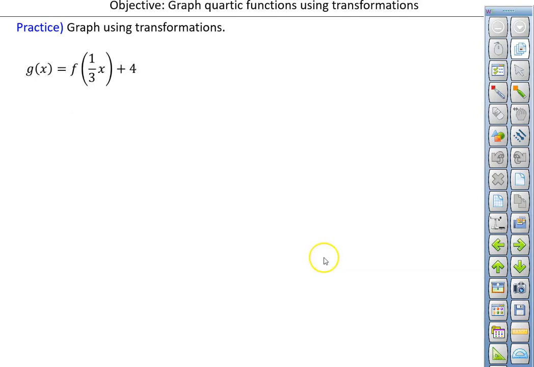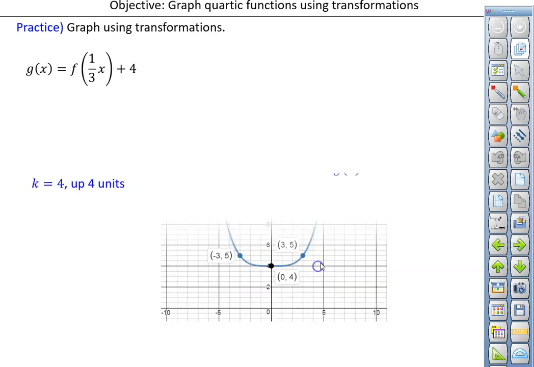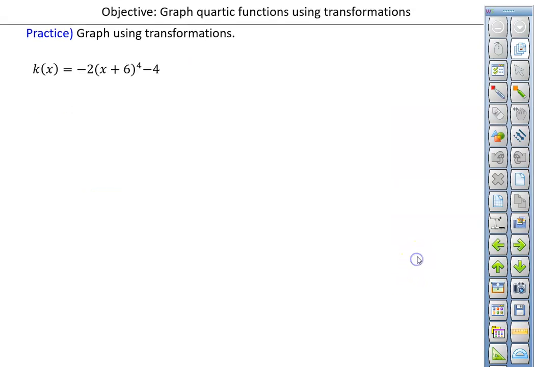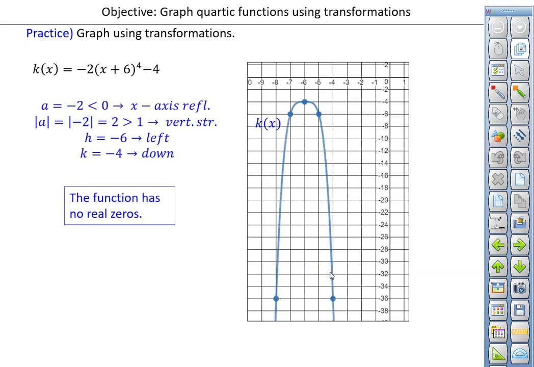All right, let's see how you did. So here we have a horizontal stretch by a factor of 3. And this is our K value, so it also went up 4. So these are where our key points would have ended up. There's another practice problem that you can try. So you can pause the video to try this one. Here you go. Let's see how you did.